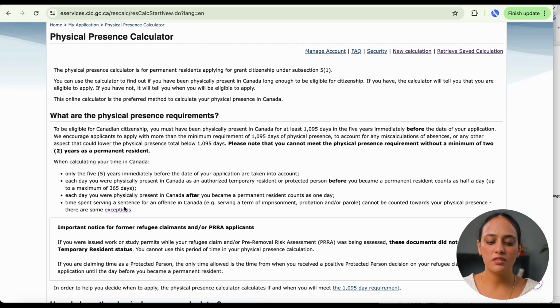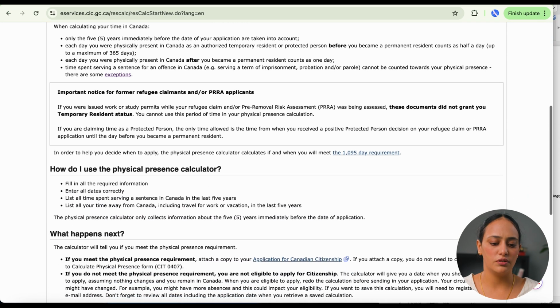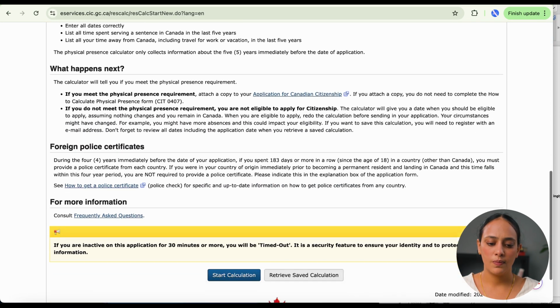The time spent serving a sentence for an offense in Canada, for example, when you were serving a term of imprisonment, probation, or you were on parole, that time cannot be counted towards your physical presence. So here's some more information about the physical presence which you can go through before you start your calculation. So let's move into the calculation.